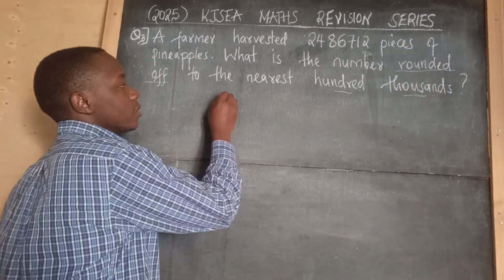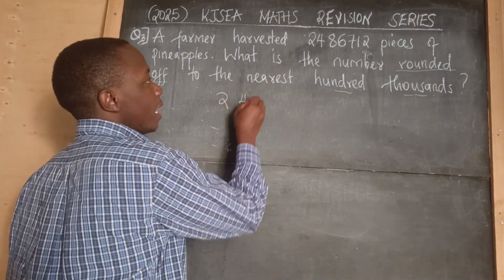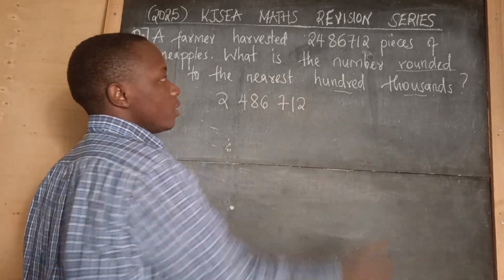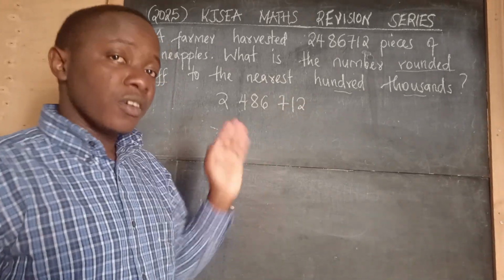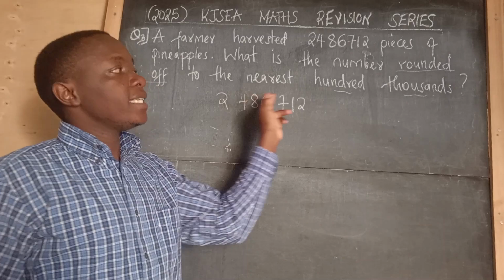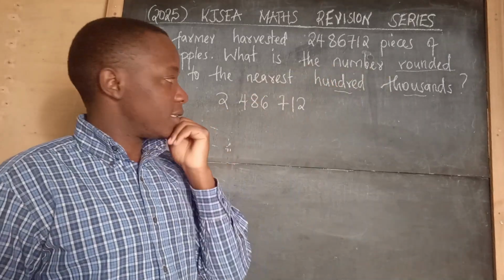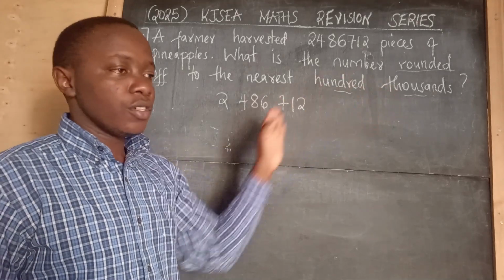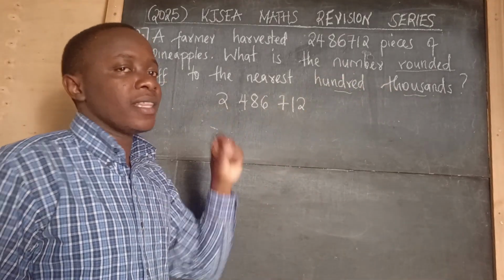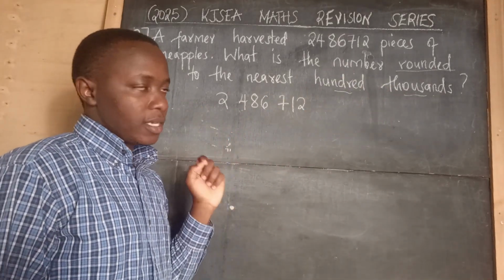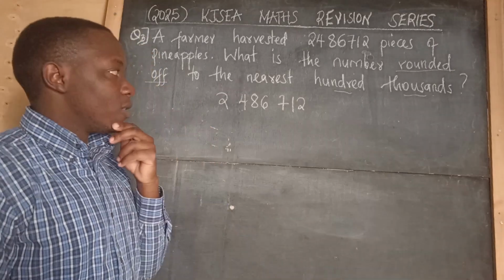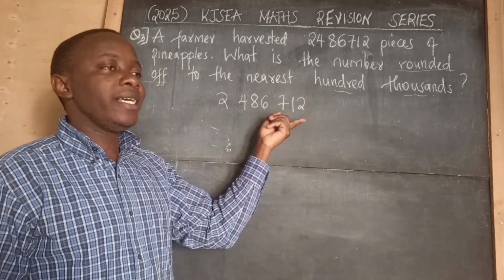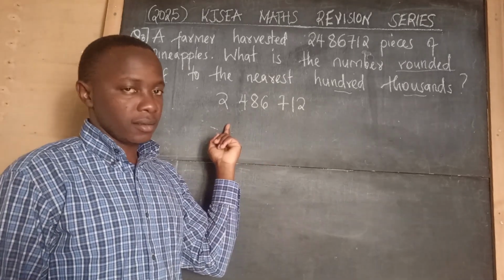So my number is 2,486,712. Now we are supposed to round off this number to the nearest 100,000. So the 100,000 position, or the 100,000 number, is the one that you're supposed to round off. How do we know the 100,000 number from this number? We need to know the place value of all these numbers.